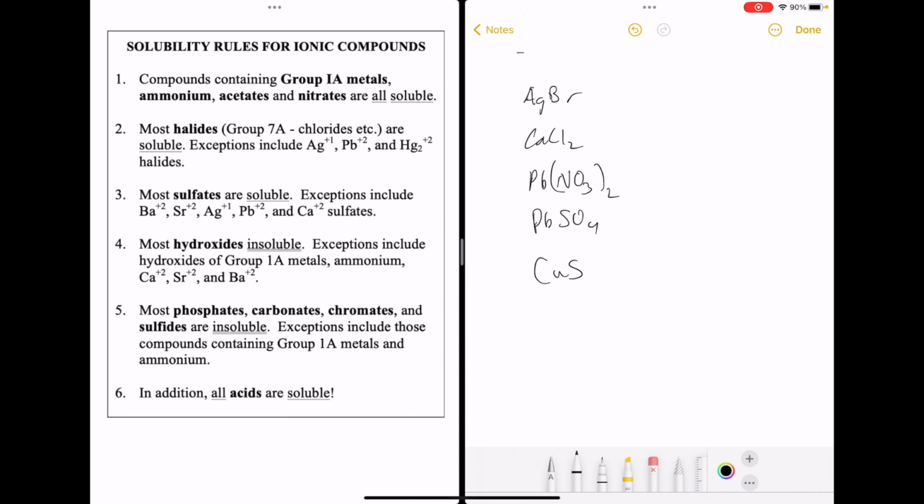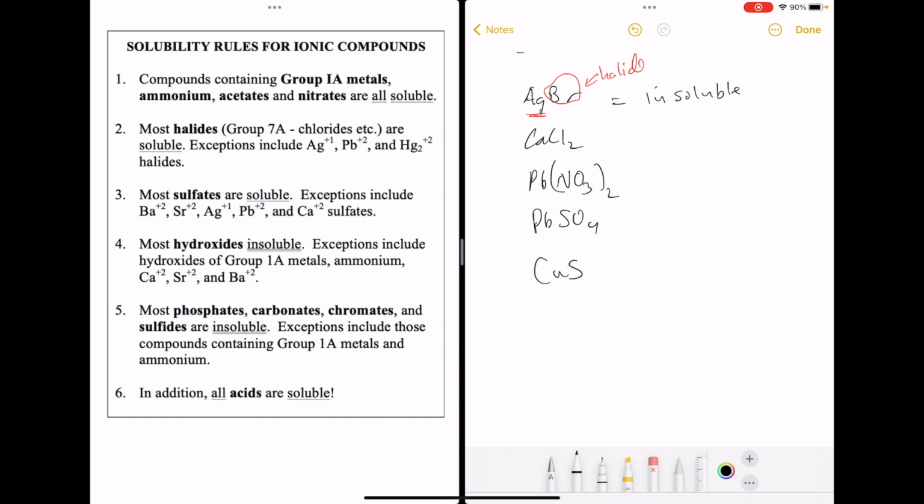So we're going to move to the second rule, which says most halides. If you recall, halogens are in group 7A. So chlorides, bromides, and iodides, what we call halides. It says most halides are soluble. Exceptions include silver, lead, and mercury(I) halides. So what it's saying is that salts that contain either chloride, bromide, or iodide are going to be soluble, except if they're paired up with silver, lead, and mercury(I). And as it happens, in our example here, we have a bromide, which is a halide, but it's also paired up with silver, so it's one of the exceptions. So this must be insoluble. So that's kind of how you go through it.